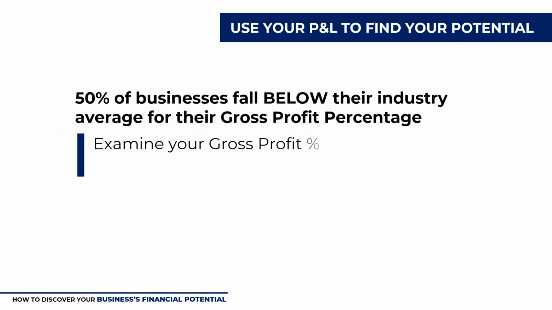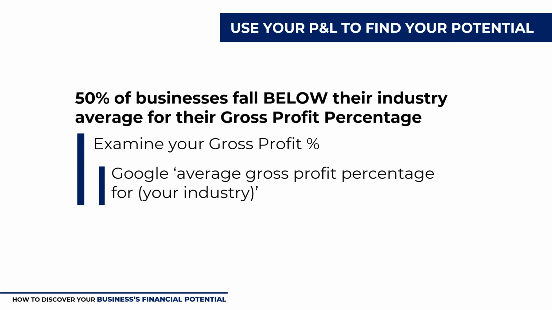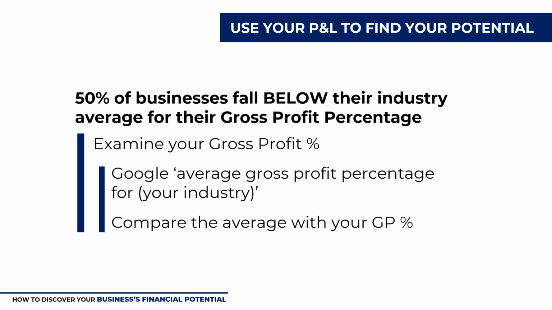Examine your gross profit percentage and then Google gross profit margin by industry, or you might try average gross profit percentage for your specific industry or profession. Now be aware that when you do this, Google will often return multiple sources of information for you to browse. We recommend you select 3 sources at random and find the average gross profit percentage among those 3. Now, compare that average with your gross profit percentage.